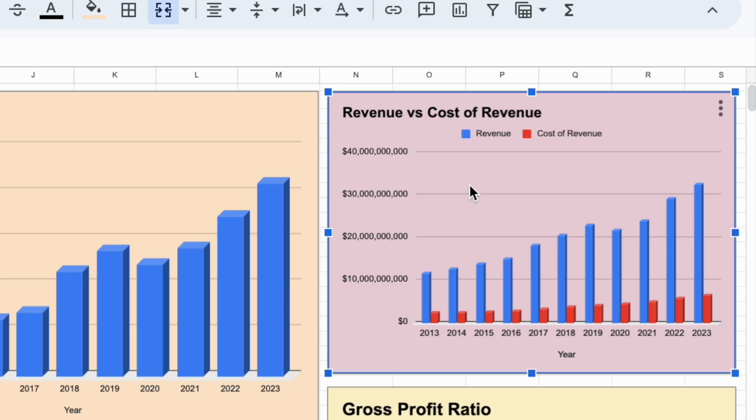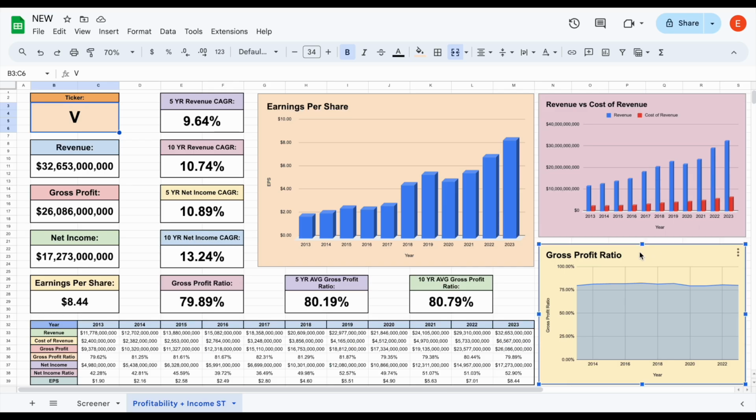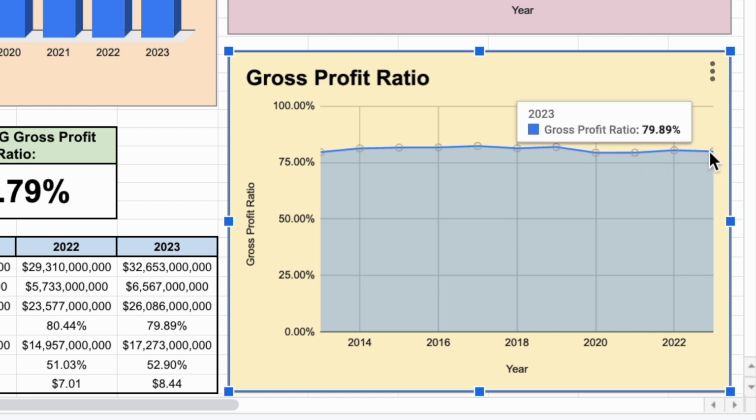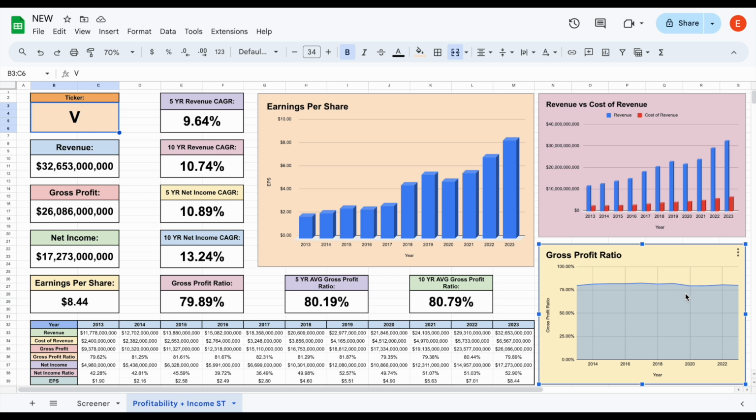Look at the revenue versus the cost of revenue growth. Revenue has been exploding over the past decade, while cost of revenue is growing at a steady rate, and gross profit ratio has stayed at a very high range. Look at that. In 2013, it was sitting at about 79.62%, and it stayed right at that range consistently for over a decade, and it's now sitting at 79.89%. So again, very high levels of profitability, and it's very stable. It wasn't fluctuating any over the past decade. Look at the 5-year average around 80.19% and the 10-year average around 80.79%. So the current gross profit ratio in 2023 was slightly below that, but it's pretty much exactly the same.